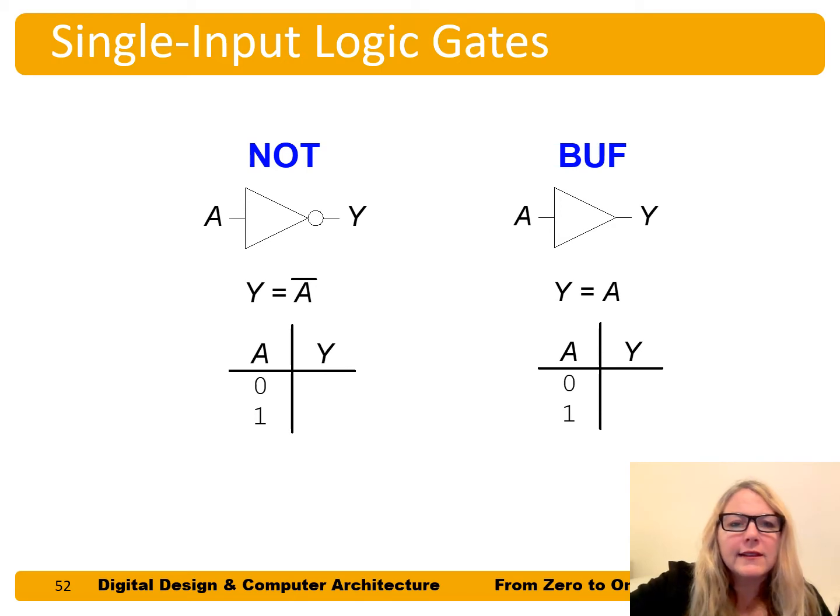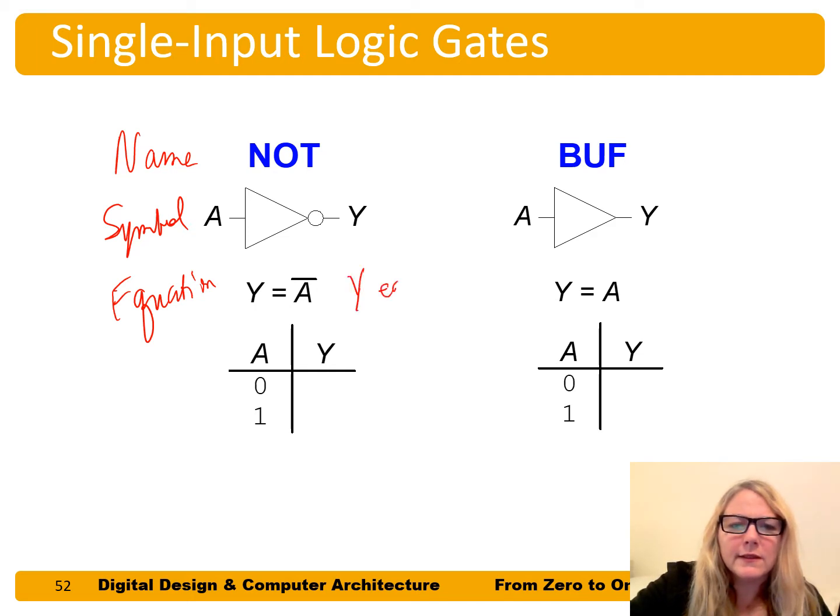And so these gates have a name, symbol, equation. So this is the way we write y equals A bar. We pronounce this as y equals A bar. We don't say y equals bar A. We say y equals A bar.